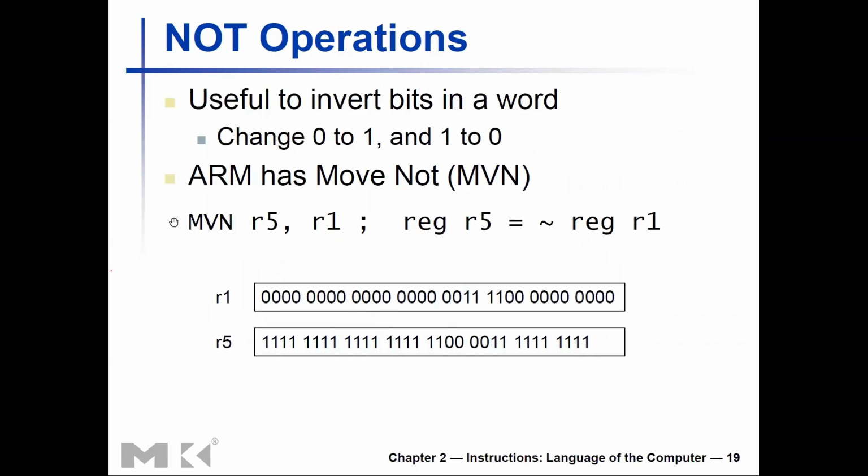And the NOT operation is a very simple thing. You can use it to invert bits in a word: change zeros to 1 and ones to 0. Complementing. ARM has the move-not instruction that can be used for performing the NOT operation, MVN. And for MVN, of course, you only need 2 operands because you just take the NOT of one operand and put it in the destination operand. Here you can see all zeros: the R1 register is inverted and it is put to the R5 register.